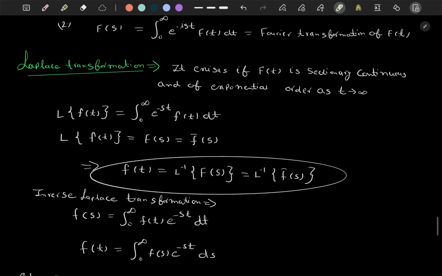Now Laplace transformation exists if function of t is sectionally continuous. Means if this is a function, it may be continuous in this part, after that this will be continuous in further part, like this. It will be called sectionally continuous, and exponential order also, as t tends to infinity. So Laplace transformation of function will be integral of e raised to power minus st, function of t, dt. We represented Laplace transformation like this.